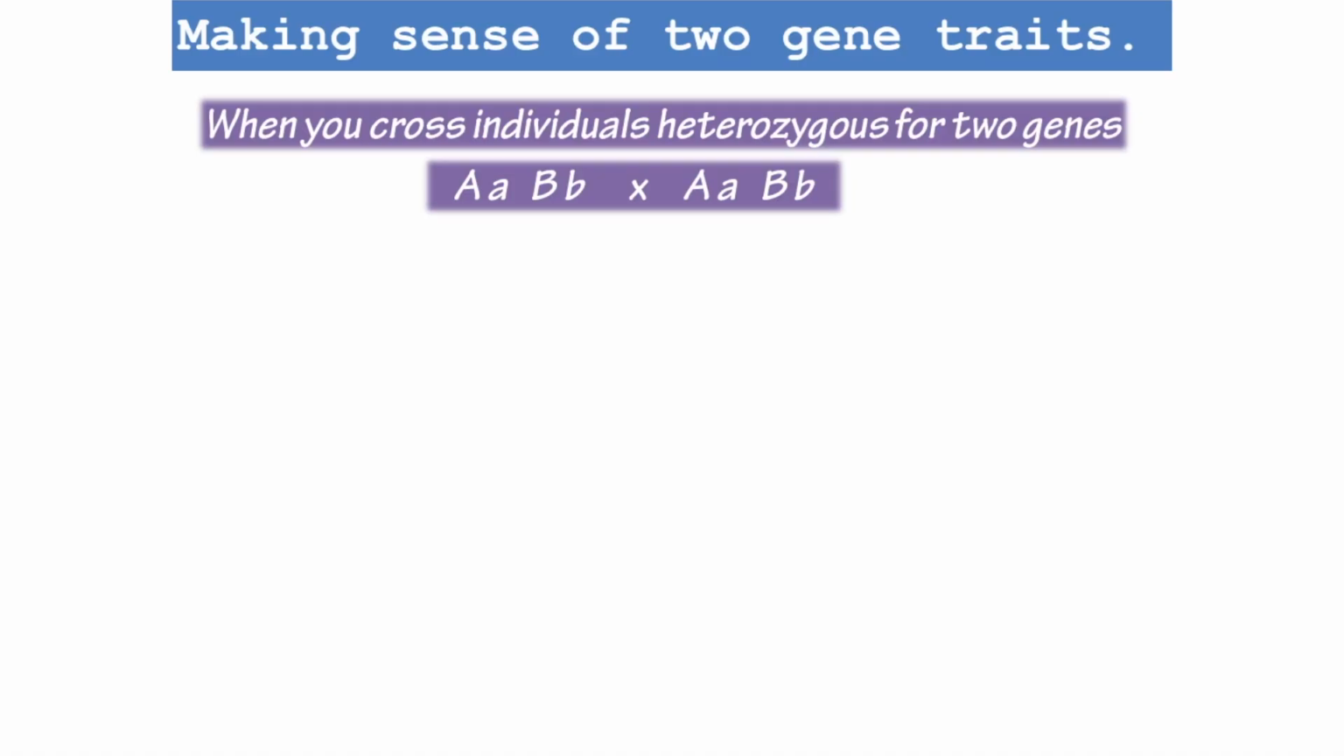So here's the cross: big A, little a, big B, little b, by big A, little a, big B, little b. So we call it a double heterozygote for those two traits. When you do that, because that first individual on the left side there, big A, little a, big B, little b, think of the gametes that it can produce.